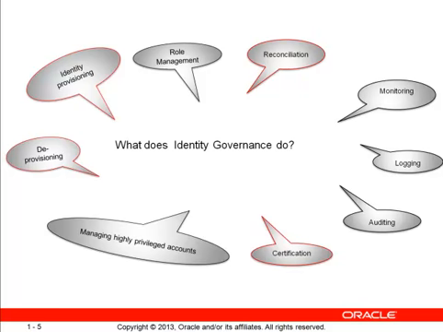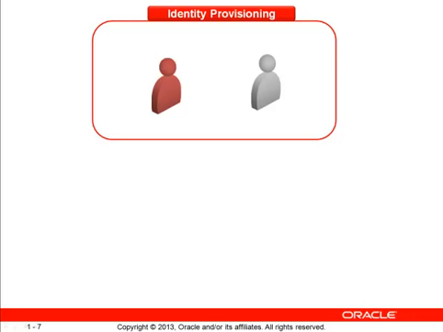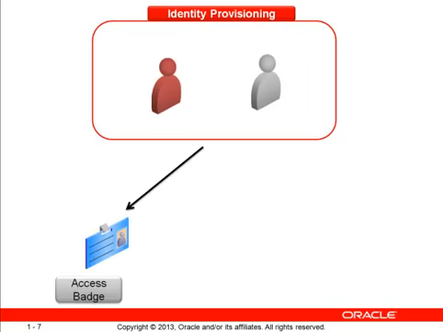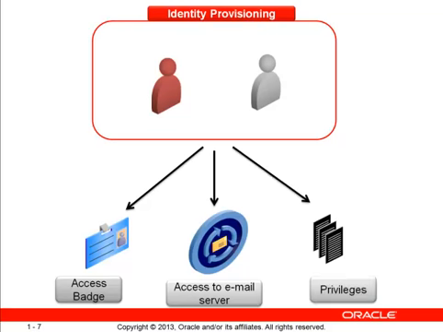To understand how Oracle Identity Governance works, meet Tina and Jim, new employees of ABC Corporation. As every new hire would, Tina and Jim get provisioned with an access badge to gain entry into the facilities, access to email server, credentials for remote login, and privileges to access certain self-service applications and other applications.